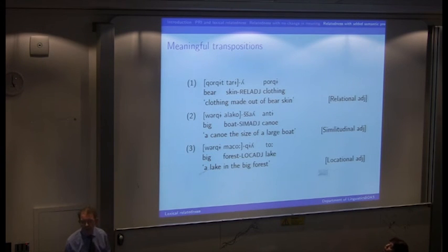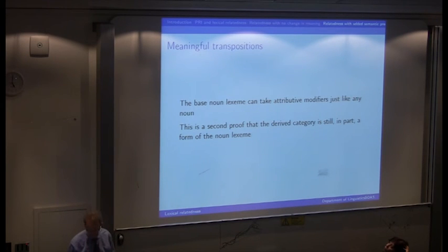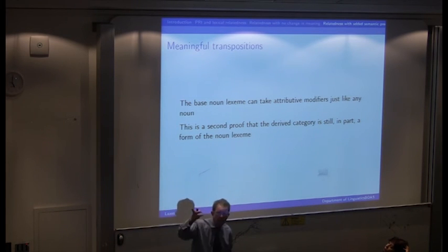And here are a couple of examples. So here's this, just summarized from Selkup. So this is clothing made out of bearskin, pure relational adjective, skin pertaining to a skin, clothing. And this is similar to a boat, a big boat. Notice we can modify boat with big. And this is located in a large forest. So this just proves I'm not making it up completely. Notice that you can say in a large forest or in a big house or whatever.